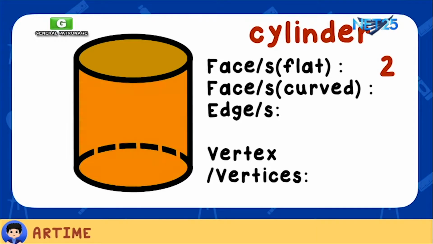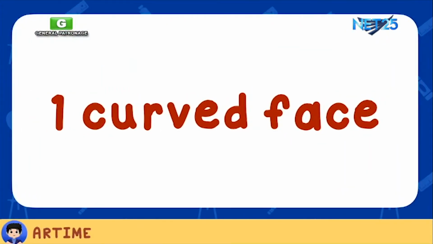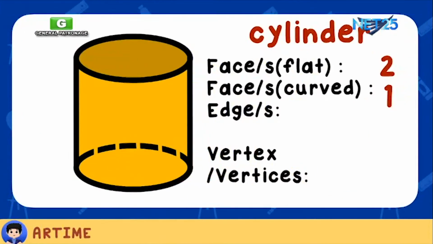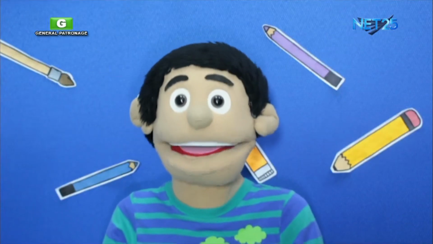Wait, a cylinder also has one curved surface. Does the cylinder have a vertex or a corner? No! How about an edge?